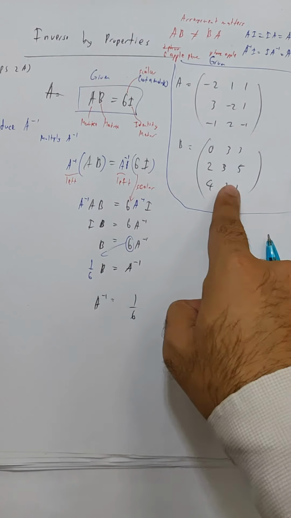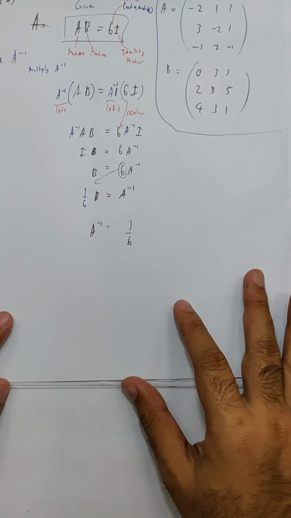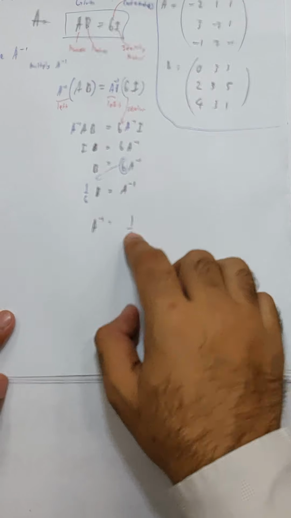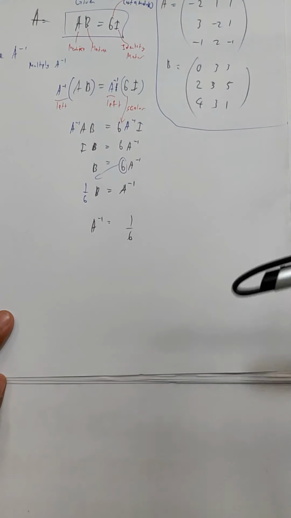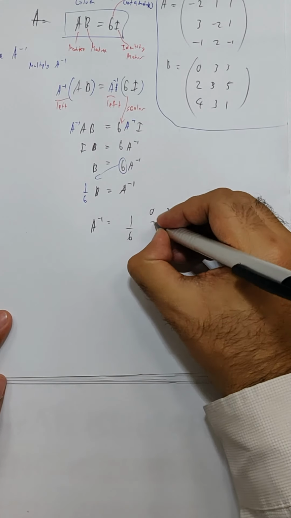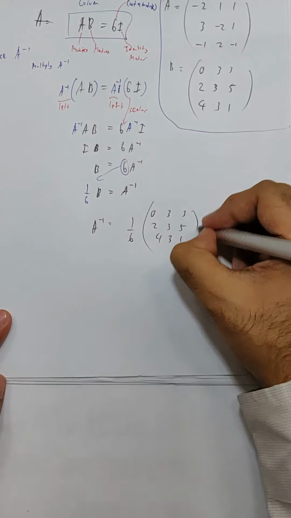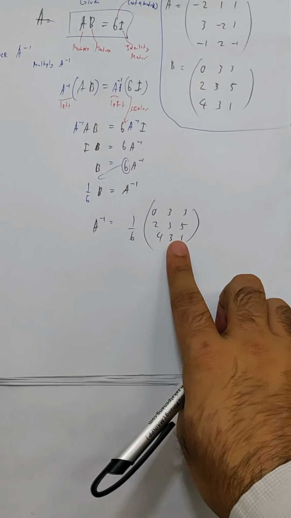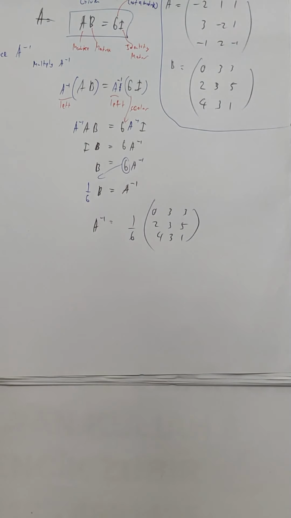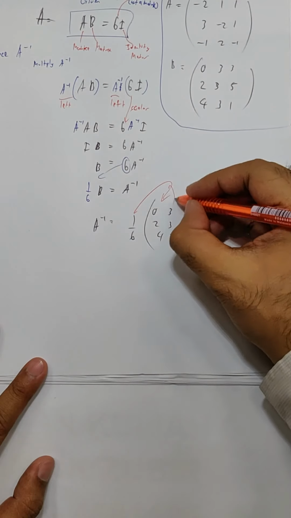What's your B? We know our B. So A inverse is 1 over 6 times the matrix 0, 3, 3, 2, 3, 5, 4, 3, 1. Should you leave your answer in this form? I highly don't recommend it. You need to multiply this inside, all of them to be more exact.